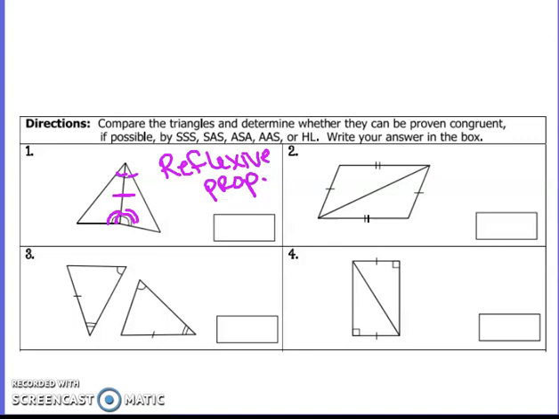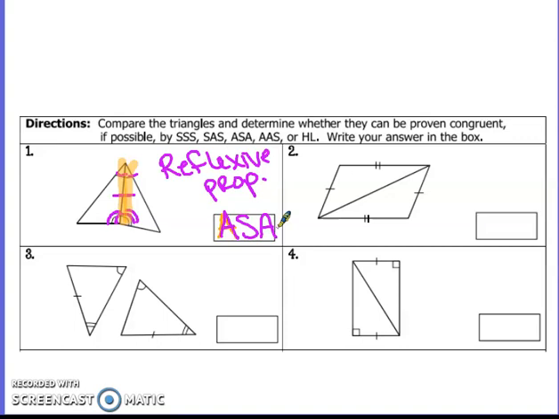Well, now, if I look at my triangle, I went from an angle to a side to an angle to a side to an angle. So, it is going to be angle, side, angle.